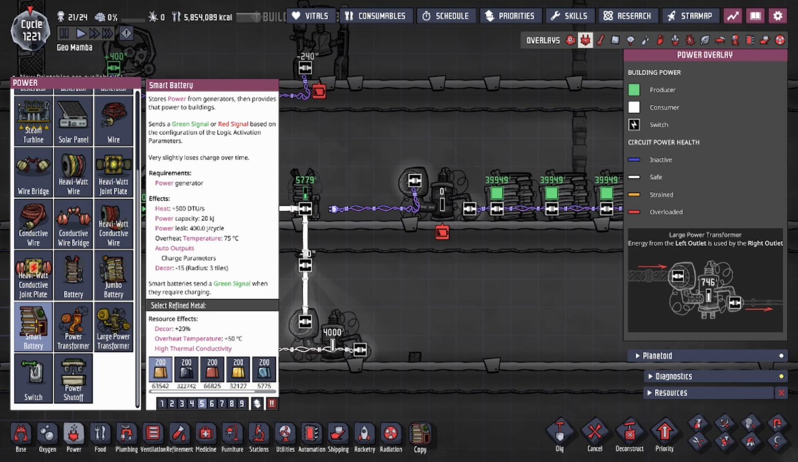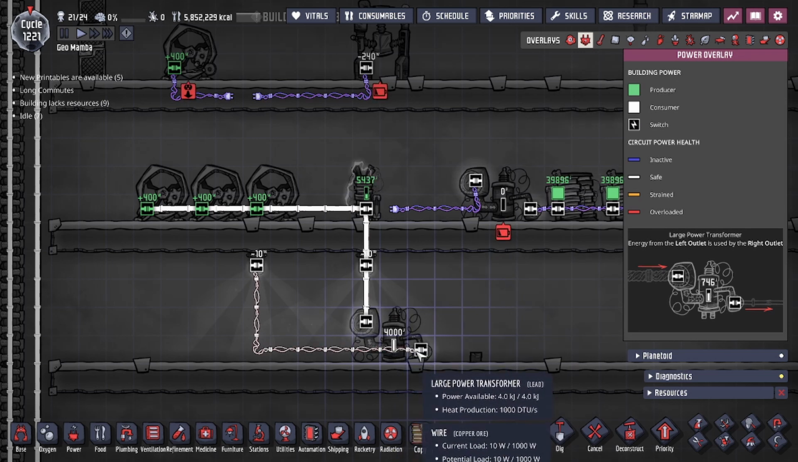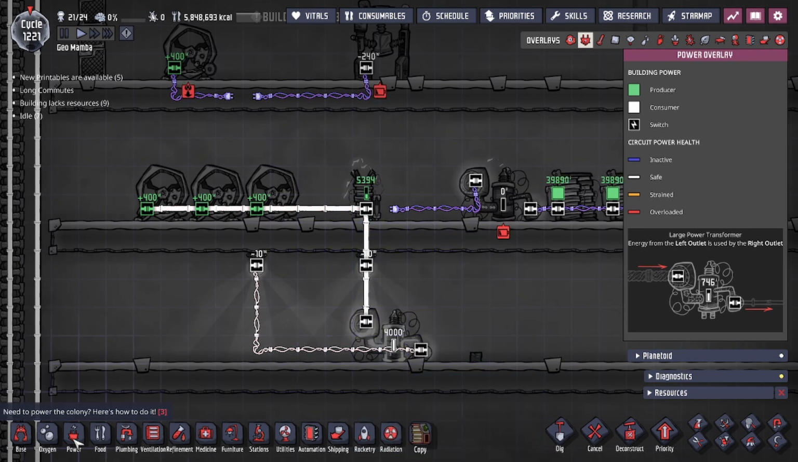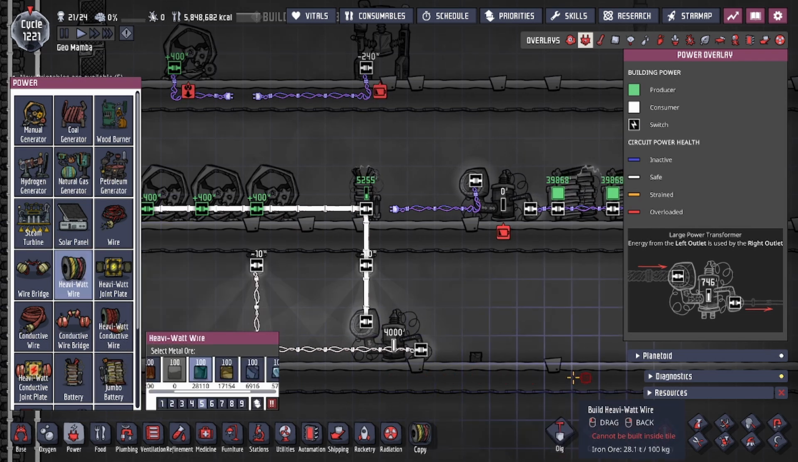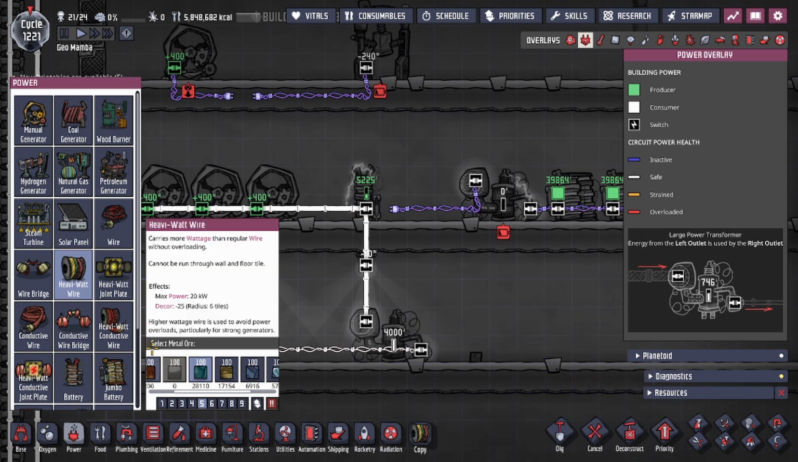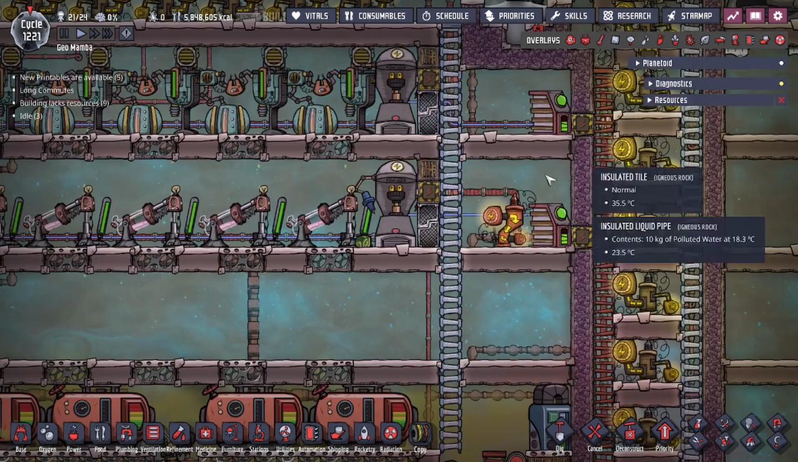However, the smart battery is what actually controls the generators. Now, because of this, you could safely use a transformer to change your wire so that, if you didn't know, the heavy watt wire and the heavy watt conductive wire right here cannot go through tiles, and because of such, you may want to use the heavy watt or heavy conductive watt for your immediate generator location connected to your smart battery and transformers before providing power to the rest of the base. An example would be something like this.